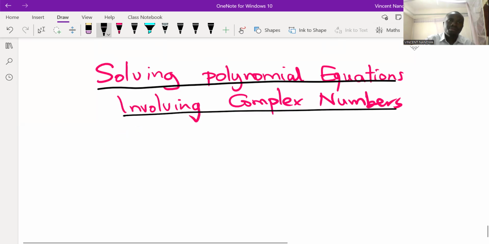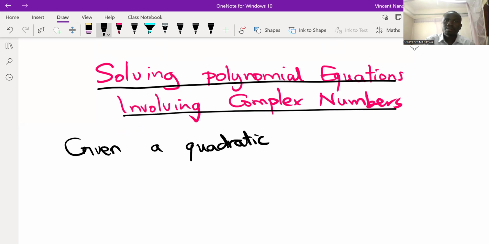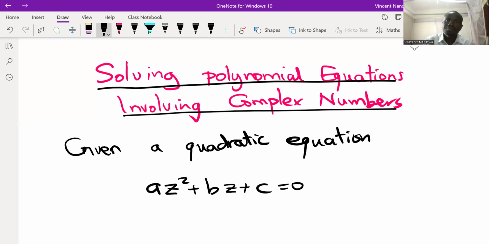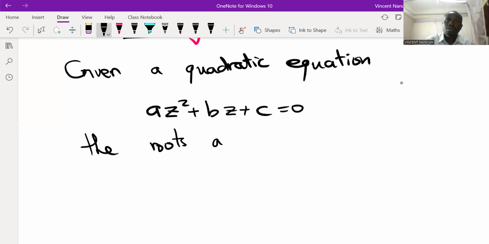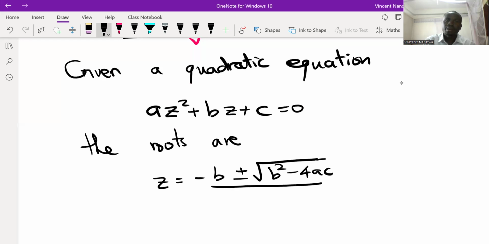So given a quadratic equation, az squared plus bz plus c equals 0, then the solution or the roots are given by z equals minus b plus or minus square root of b squared minus 4ac, divided by 2a. This is by the quadratic formula.